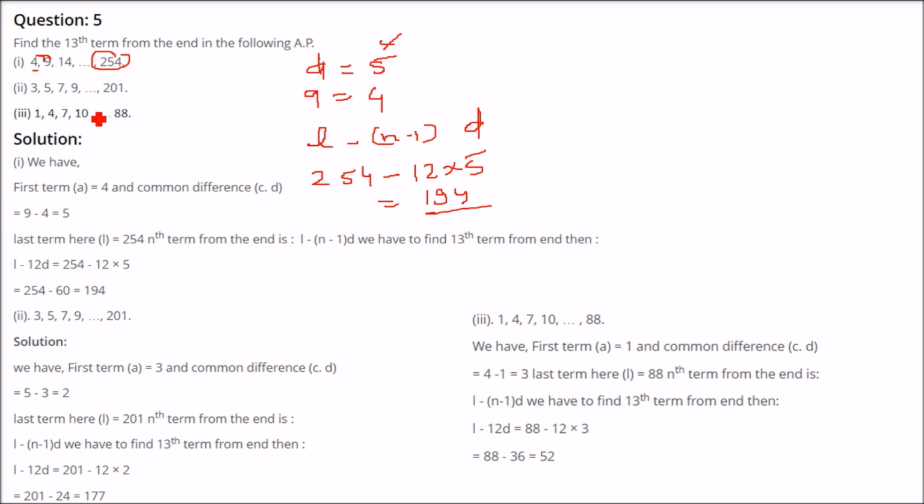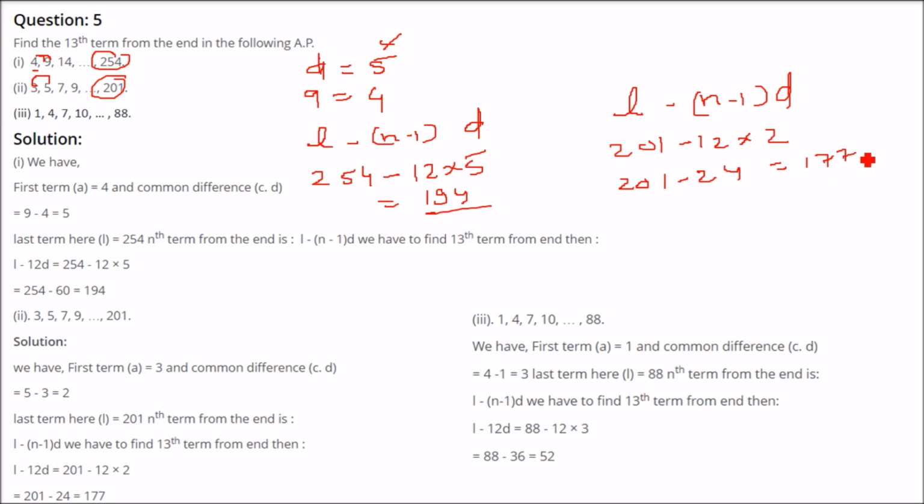I'll take this one now, the second one. 3, 5, 7 and 201. So I'll just use the formula directly. The 13th term will be L minus n minus 1 into D. What is the L? Last term. What is the last term? 201. N minus 1, so 13 minus 1 is 12. What is D? See, 5 minus 3 is 2, so it is 2. So 201 minus 24, and what is going to be? 177.